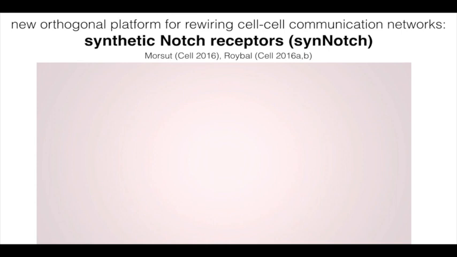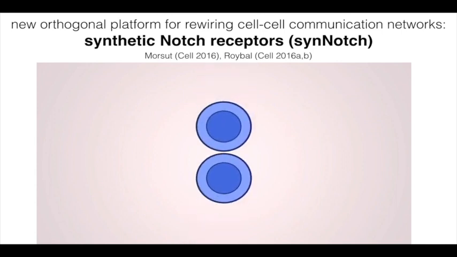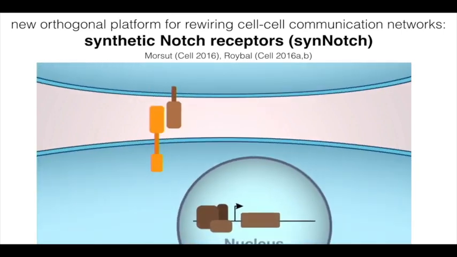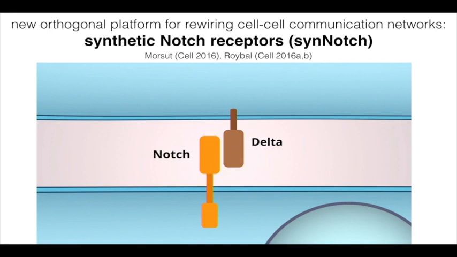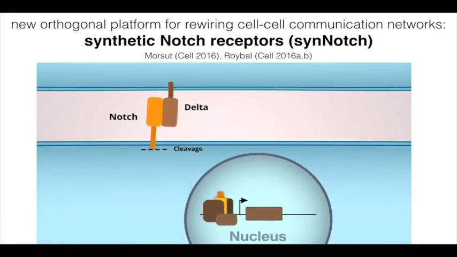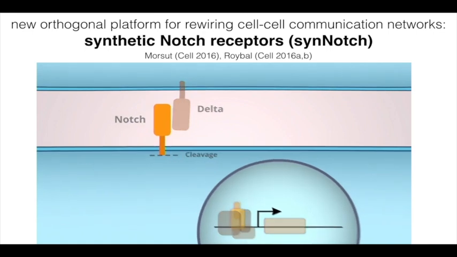So we're looking for a new way to put in whatever new connections between cells that we would like. And so Notch, as many of you know, is involved in cell-cell communication, where the native Notch molecule will bind a ligand like Delta on the opposing cell. There's a mechanical pulling that leads to a cleavage of the protein, and then the intracellular part can go into the nucleus and regulate transcription.